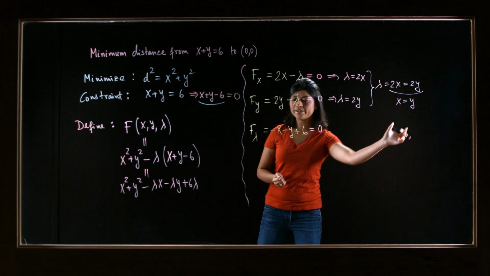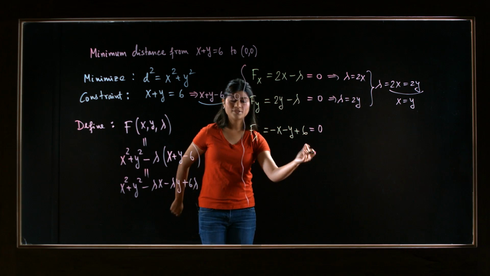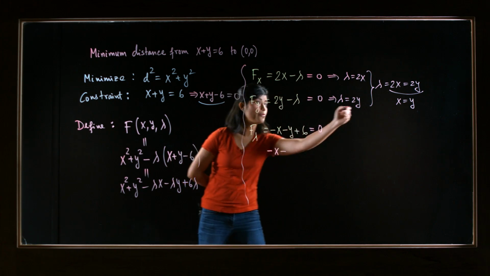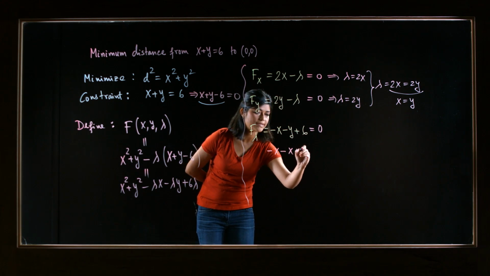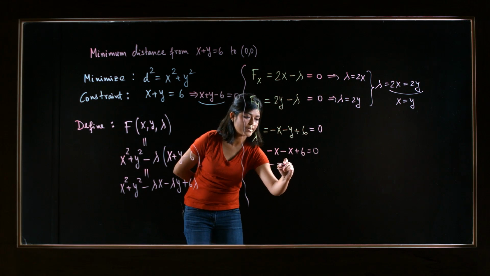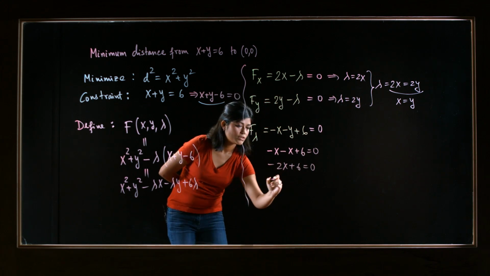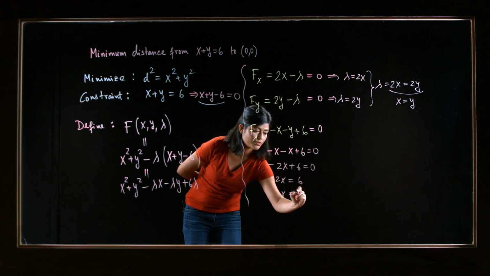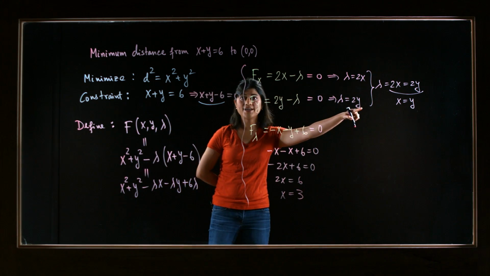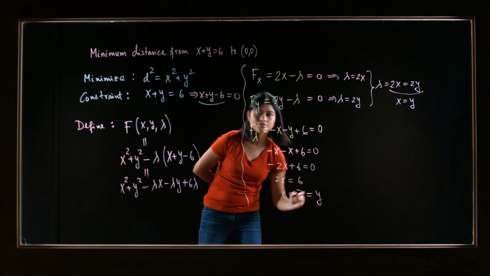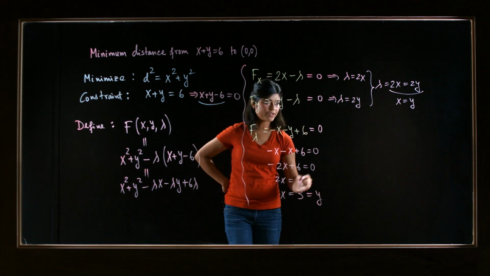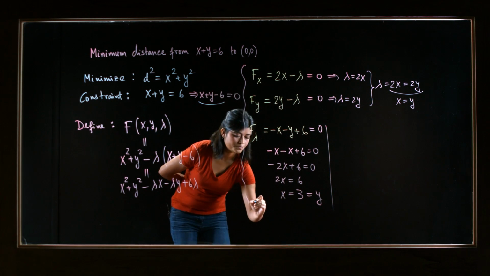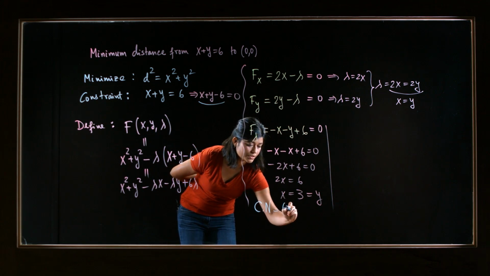So we take x equals y and plug it into the last equation and see what we have. Here we have negative x, negative y, but instead of y we write x, plus 6 is 0. So negative 2x plus 6 is 0, which means 2x is equal to 6. So x is equal to 6 over 2, which is 3. And since y and x have the same value, this is also the value for y. So we get our critical number to be 3, 3.